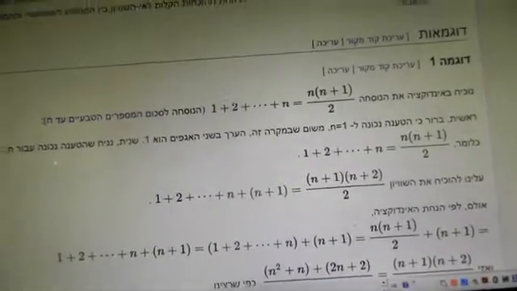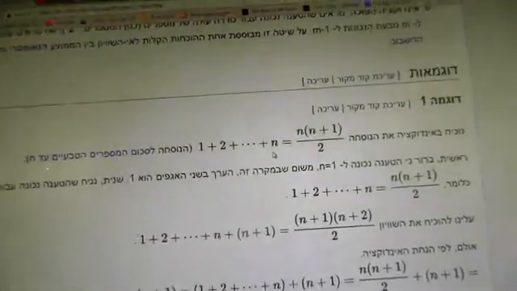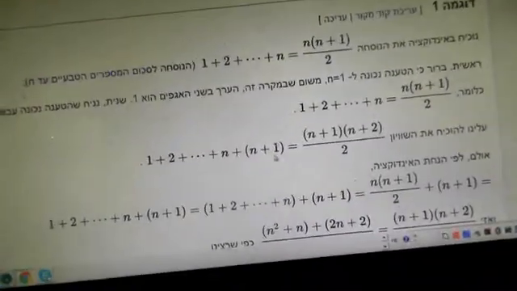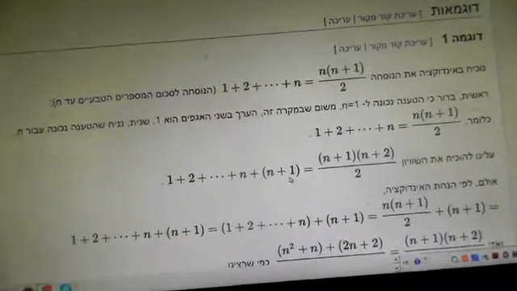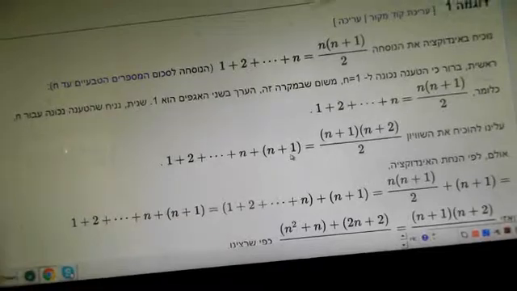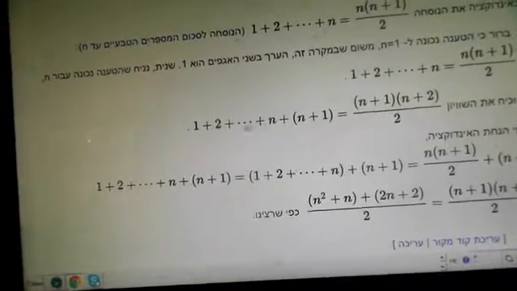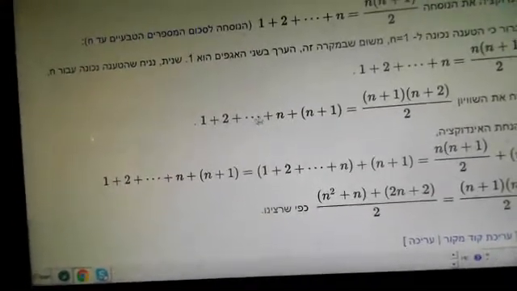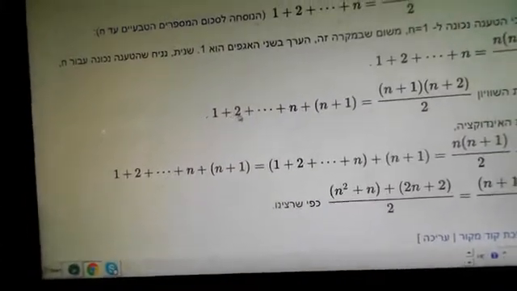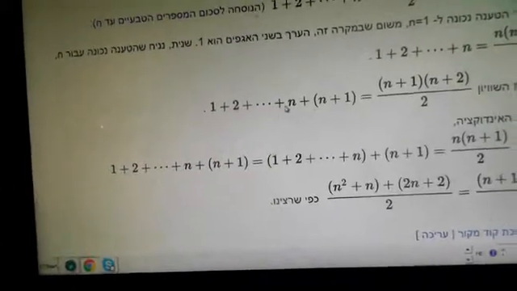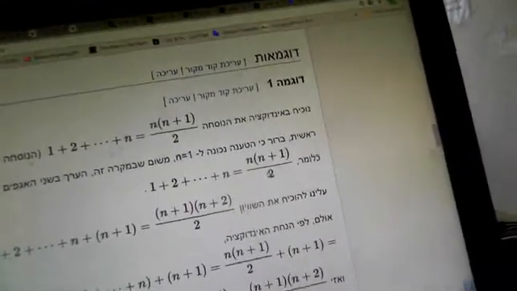That is the meaning of that it is true for n plus 1, that we add n and also n plus 1. How we do it? We substitute this with this. This equals to this. 1 plus 2 plus 3 plus n is equals to n multiplied by n plus 1, and all is divided by 2.